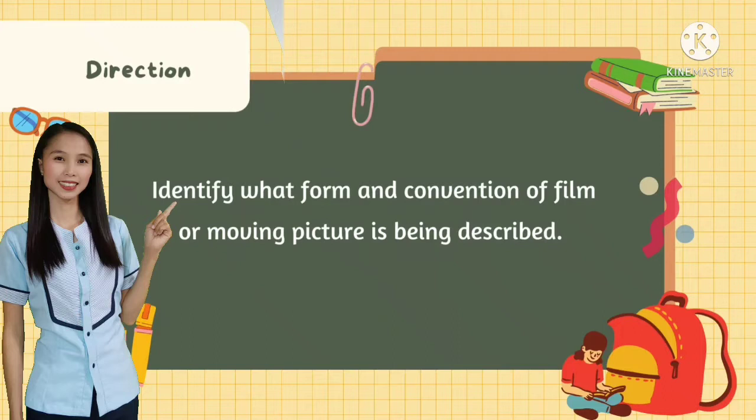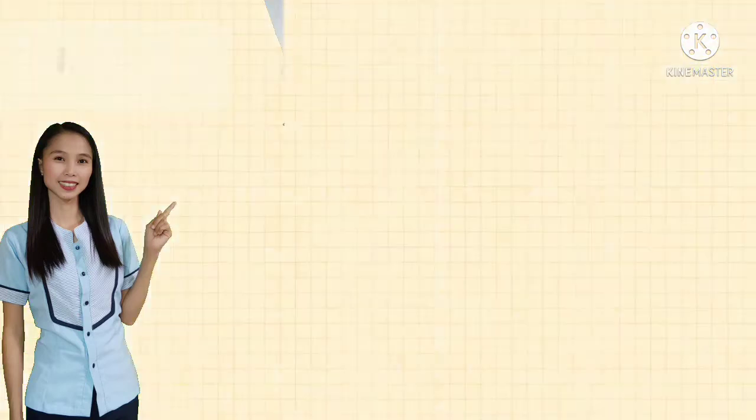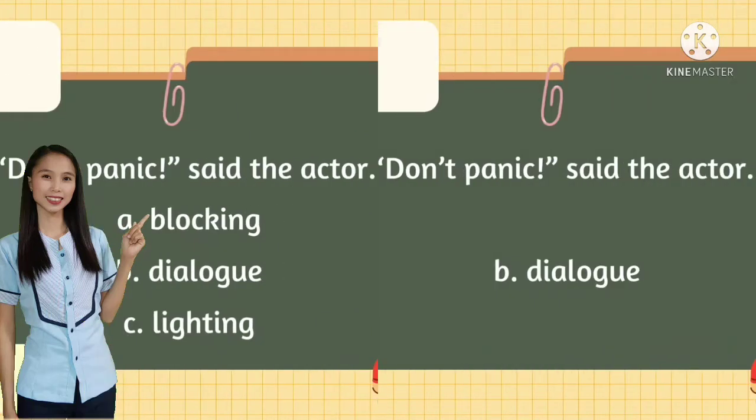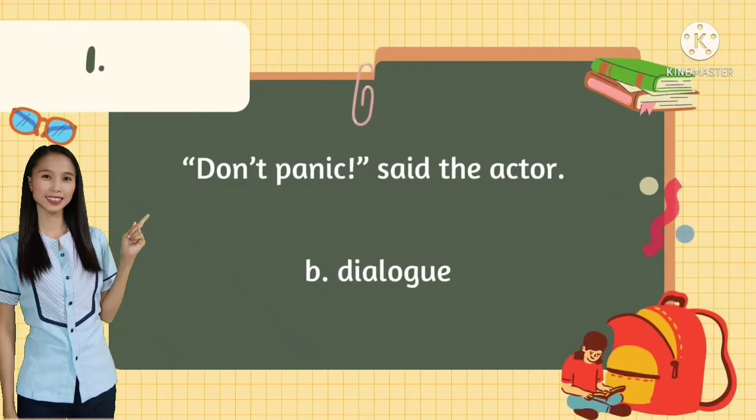Direction. Identify what form and convention of film or moving picture is being described. I'll give you 5 seconds to answer each question. Number 1. Don't panic, said the actor. A. Blocking. B. Dialogue. C. Lighting. The correct answer is B. Dialogue.